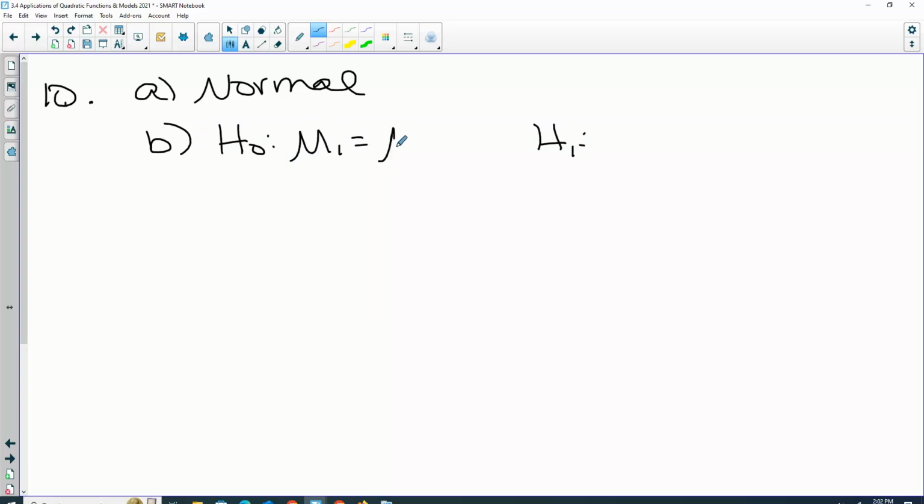So we're testing if the mean of the first is equal to the mean of the second. The alternative, we're seeing if there's a difference, so that would mean what? Not equal. All right. So, before we can test it, we have to enter all of this. So, clear out all your lists and put them in L1 and L2.